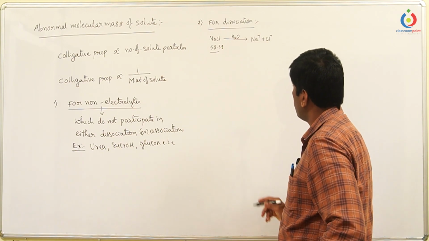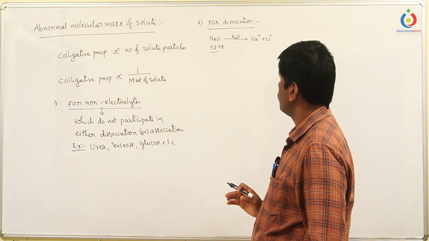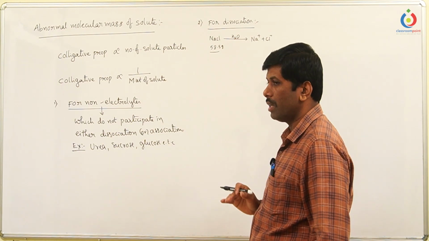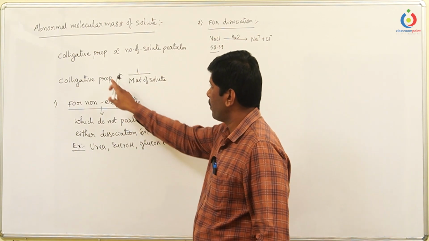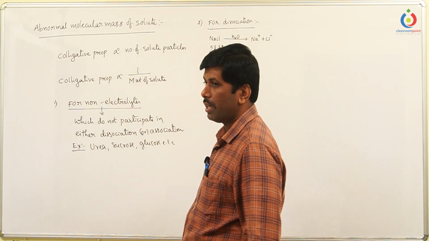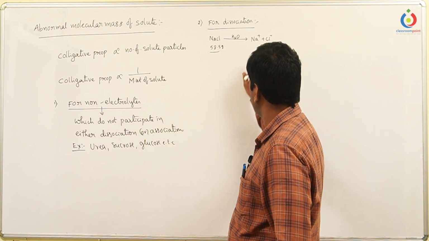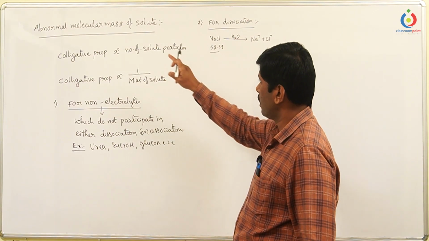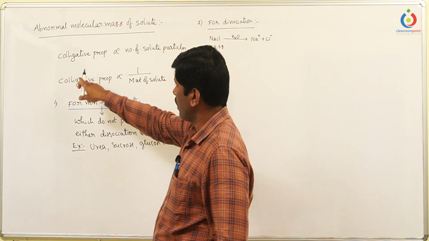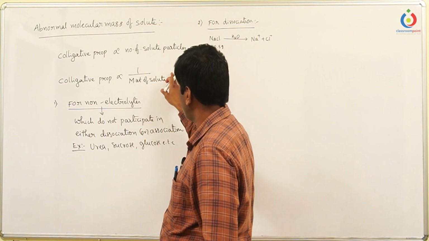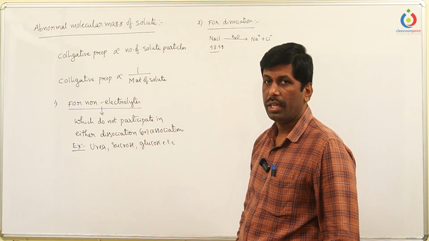That means here the number of solute particles increases, even though there is no change in the total mass. Our colligative properties depend on the number of solute particles only. When the number of solute particles increases, automatically colligative property increases. When colligative property increases, then automatically the molecular mass of the solute decreases.